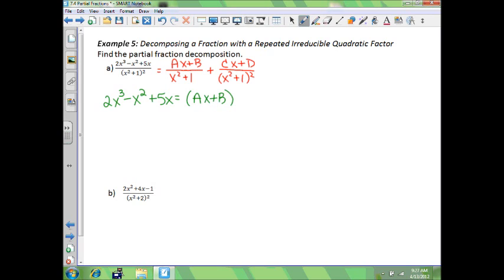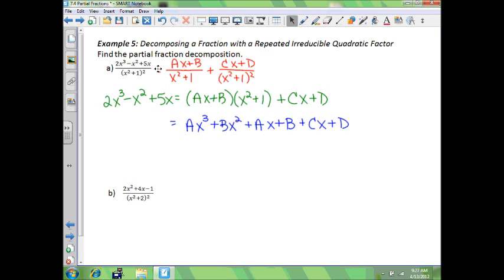And since x squared plus 1, the first fraction, is missing one part of the denominator, we'll add that to it. The second fraction isn't missing any part of the denominator. So when you FOIL the first part out, we'll get ax to the third plus bx squared plus ax plus b plus cx plus d. Combining your like terms, there's no terms alike with ax cubed or bx squared. But there is one for x, a plus c, x, and then we'll also have b plus d.